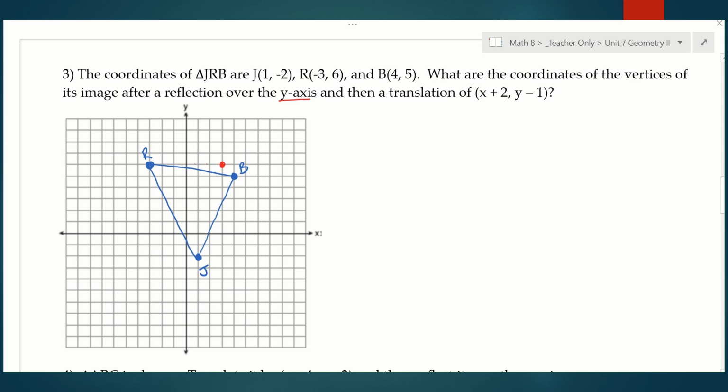R is 3 away from the y-axis, so 3 in the opposite direction makes R prime right there. B is 4 from the y-axis, so 4 in the opposite direction makes B prime right there. J is only 1 from the y-axis, and so there's J prime. Now I know your pictures are going to look way neater than mine because you guys are using rulers, hopefully. But that's what your J prime, R prime, B prime triangle should look like.